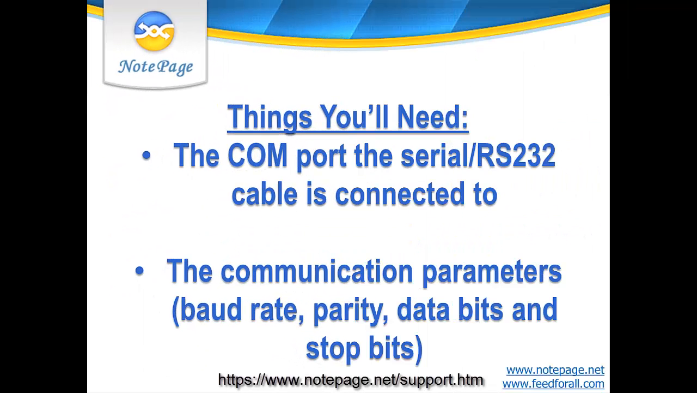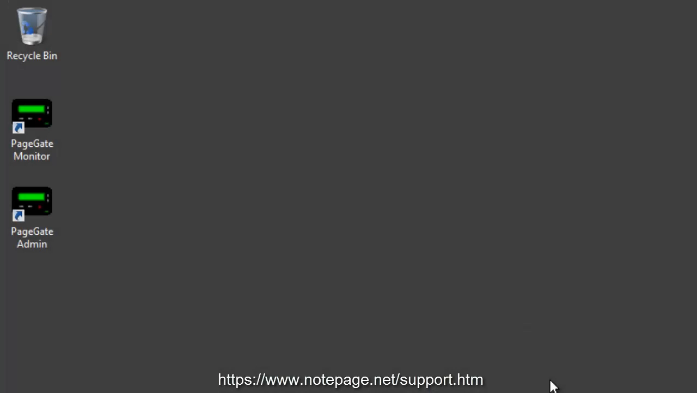To communicate with a directly connected TAP terminal, there are two pieces of information you'll need. First, you'll need to know the COM port that the serial cable is plugged into. And second, you'll need to know the communication parameters like baud rate, parity, data bits, and stop bits. Once you have that information, here's how to configure it in PageGate.